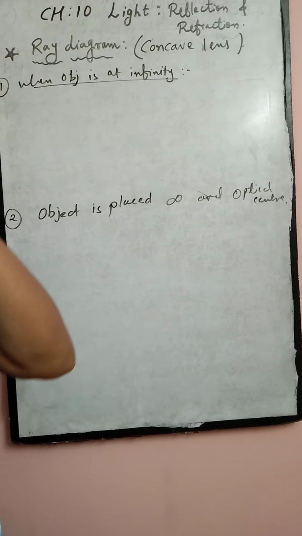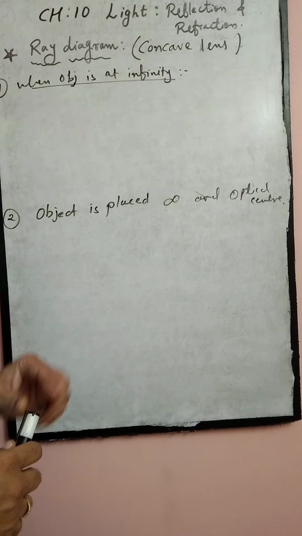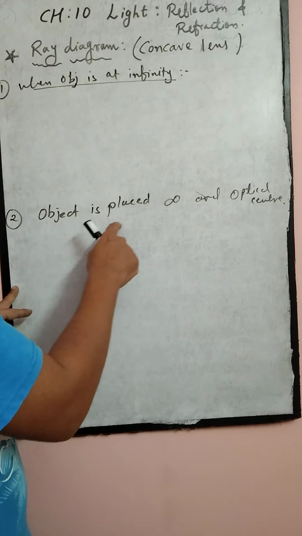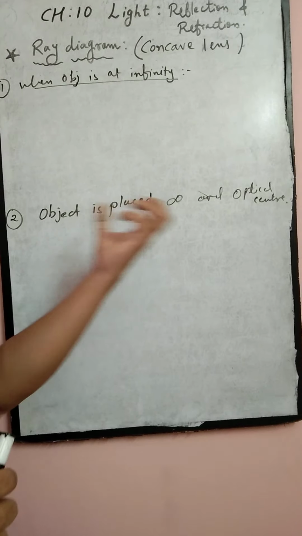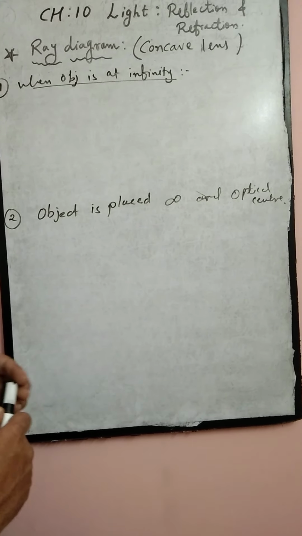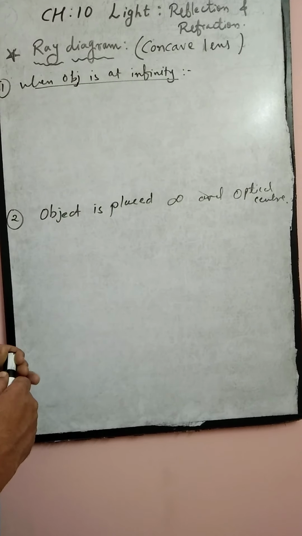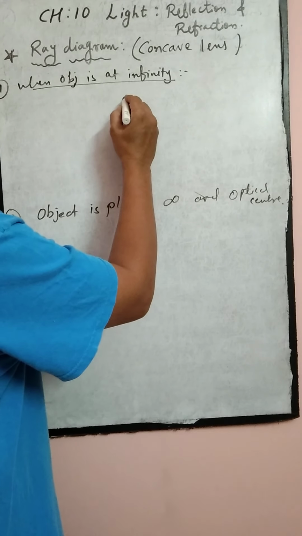There are only two possibilities: when the object is at infinite distance, and second, when the object is placed between infinity and any distance from the optical center. Okay. We are going to understand these two ray diagrams one by one. So first, when the object is placed at infinite distance.